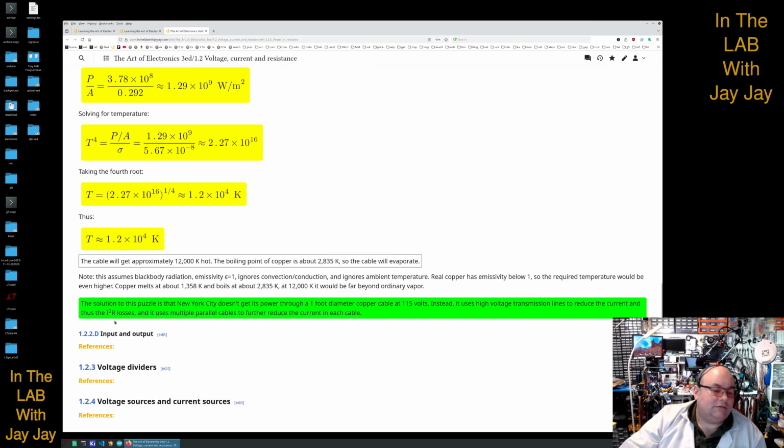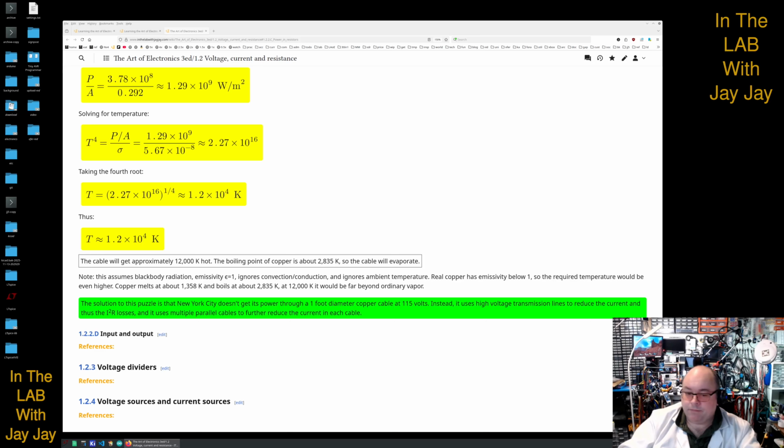And as requested in the book, the solution to the puzzle is that New York City doesn't get its power through a 1 foot diameter copper cable at 115 volts. Instead, it uses high voltage transmission lines to reduce the current and thus the I squared R losses. And it uses multiple parallel cables to further reduce the current in each cable.